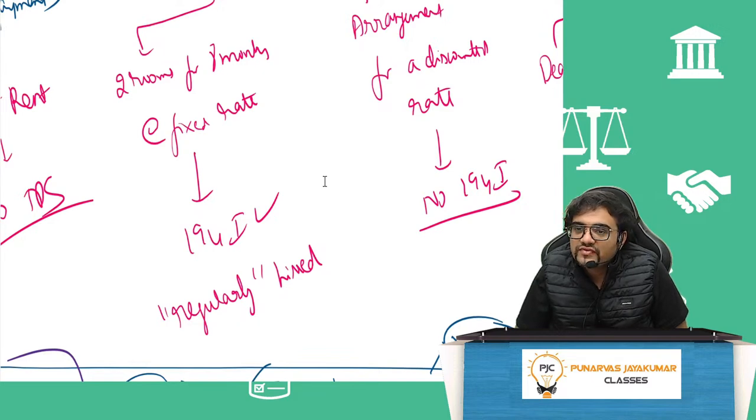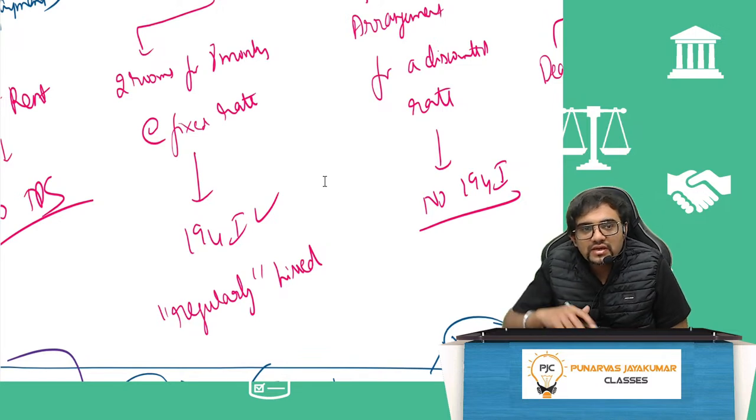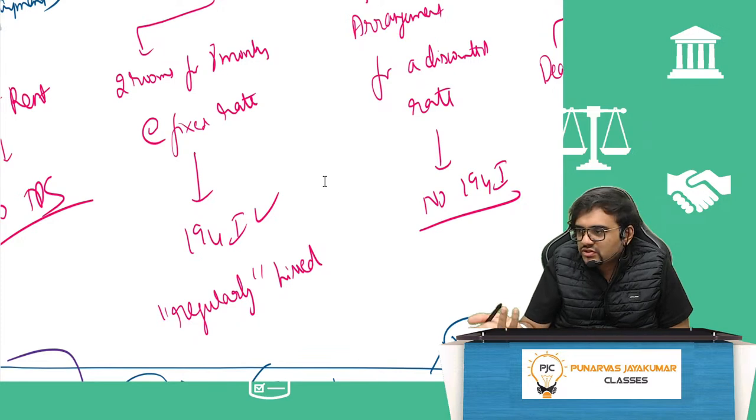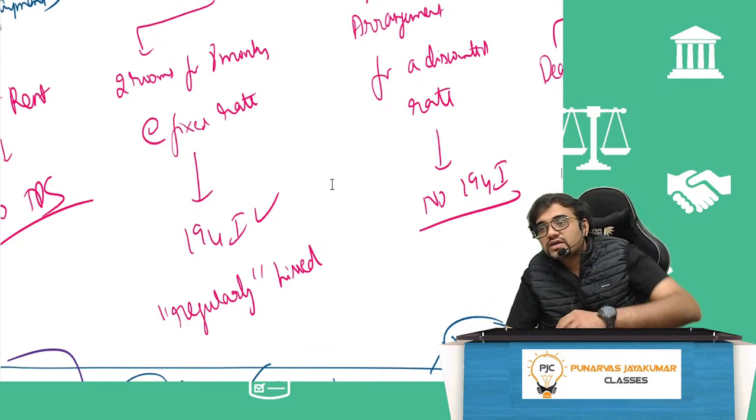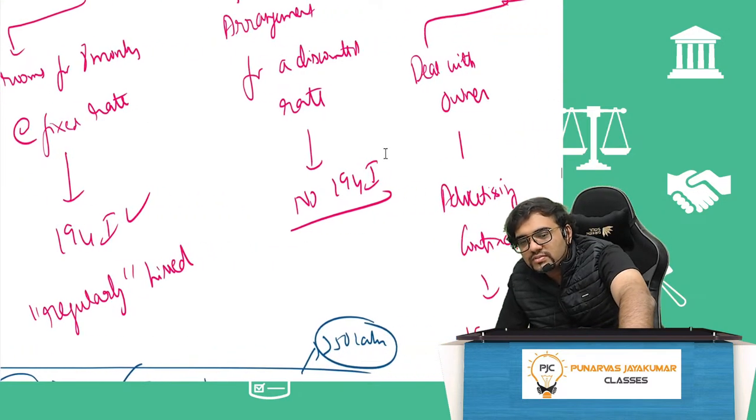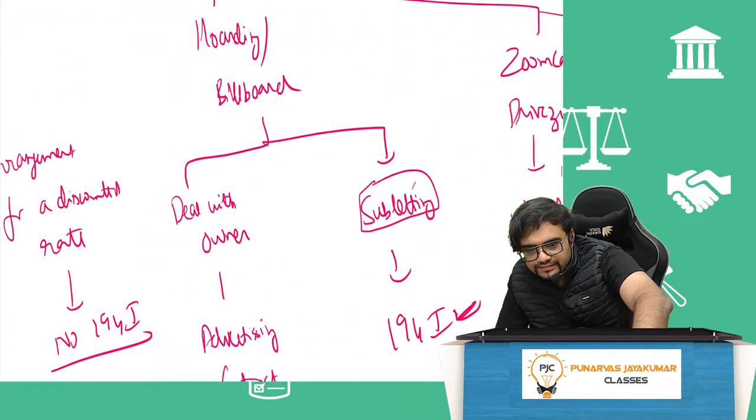On the other hand, if I strike a deal with you, whenever I come, you should give me this rate. I may come, I may not come also. But I will assure you, I may come for around 1 month, but it's not sure. But if I come, you should give me this rate. That is arrangement for a discounted rate. No 194I will come, because it's an arrangement at the end of the day.